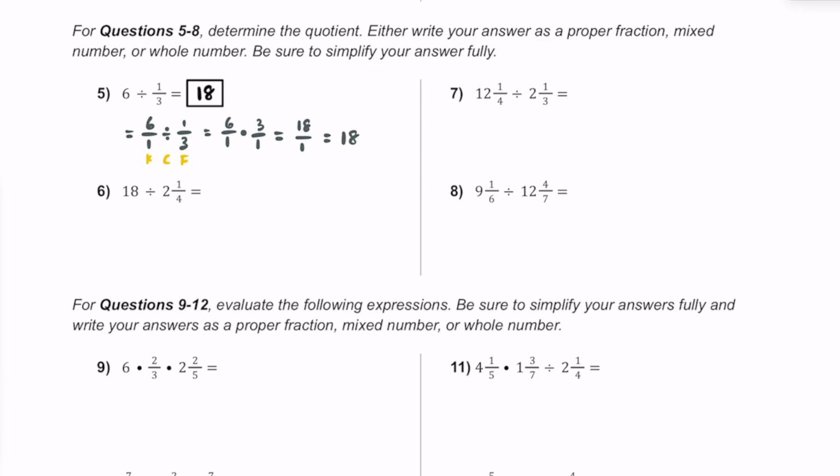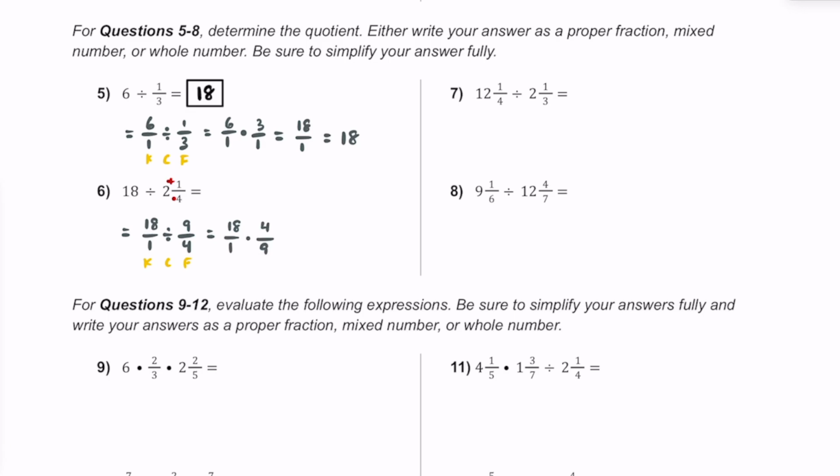For number 6, we have a whole number and we have a mixed number here. So 18, we can say, just like before, is 18 over 1 divided by, now turning this mixed number to an improper fraction, 4 times 2 is 8 plus 1 is going to be 9. So we're looking at 9/4. And let's see, this is a nice division problem that we can turn into a multiplication problem, right? So we're going to go ahead and keep, change, flip. So it's going to be 18 over 1 multiplied by this 4 over 9.